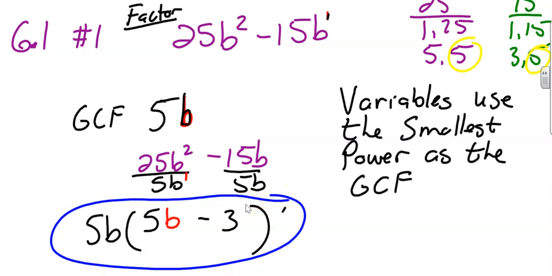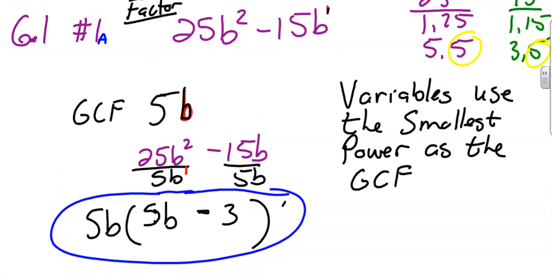Okay, so they ask you to factor it. The factored expression would be 5b minus 3. If they ask you just for the greatest common factor, which they probably won't ask you to do in most of these cases, but if they did, it would just be, again, 5b for that part.